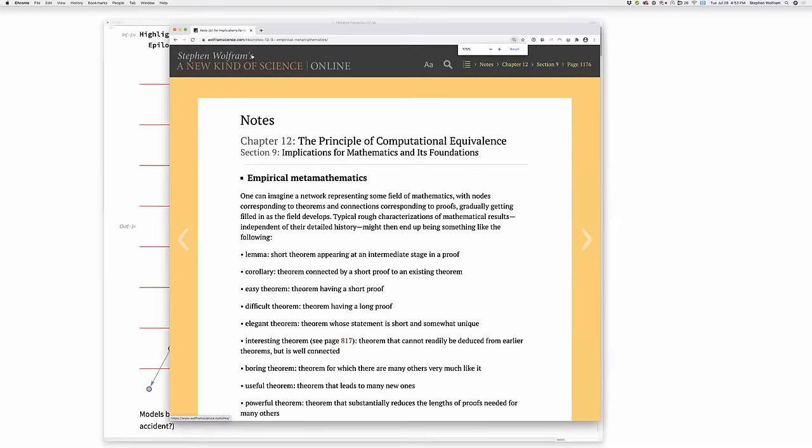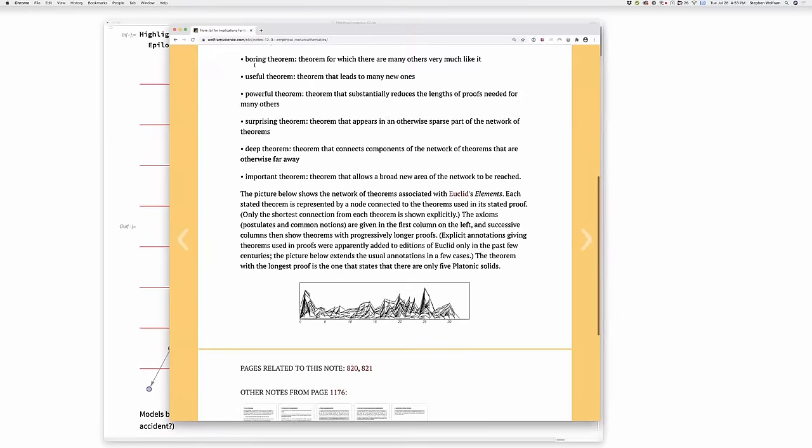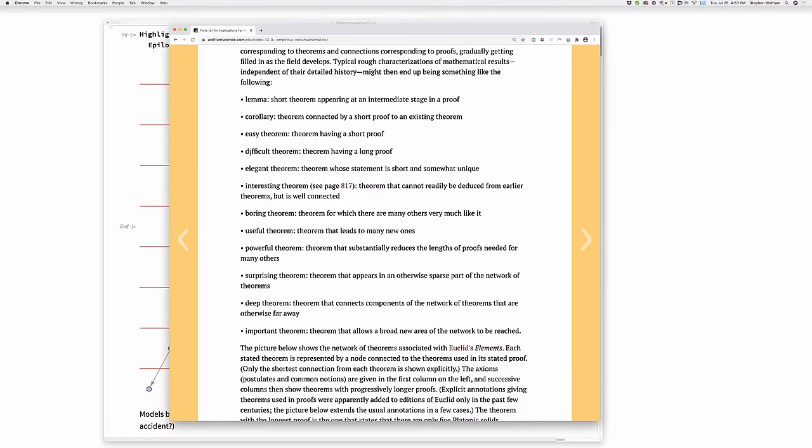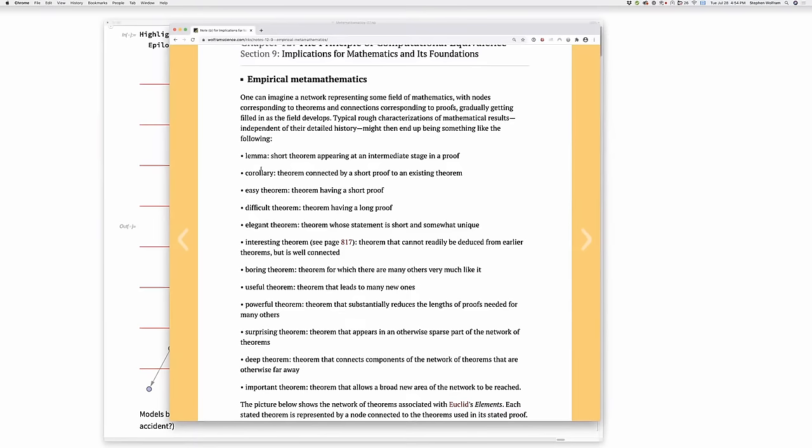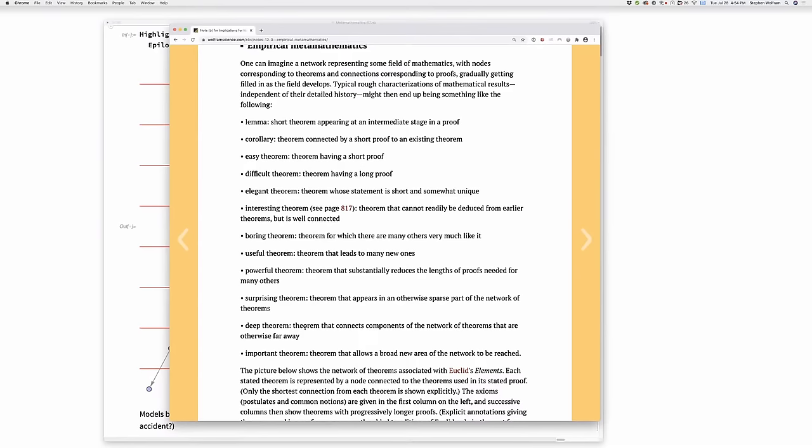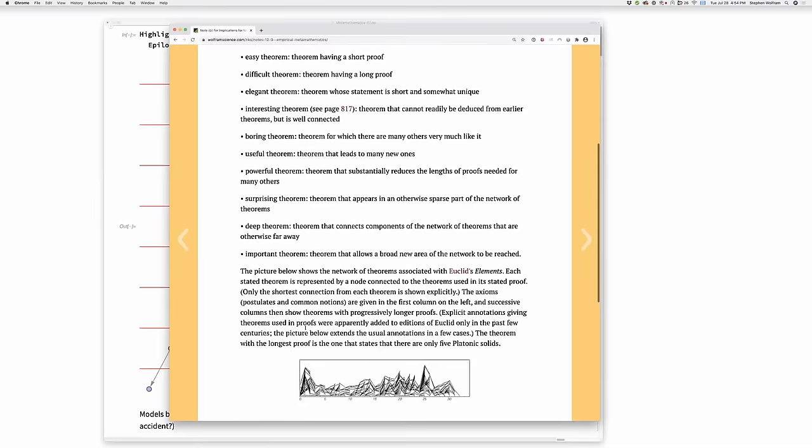Here we go. So here are some. A difficult theorem: a theorem having only a long proof, I guess. Right, that's interesting. An elegant theorem: short and somewhat unique. I don't know if that's right. I had a lot of notions about how connected things would be. A deep theorem: a GD6 segment that appears at the start of many other GD6 segments, possibly. And that's Euclid's elements.